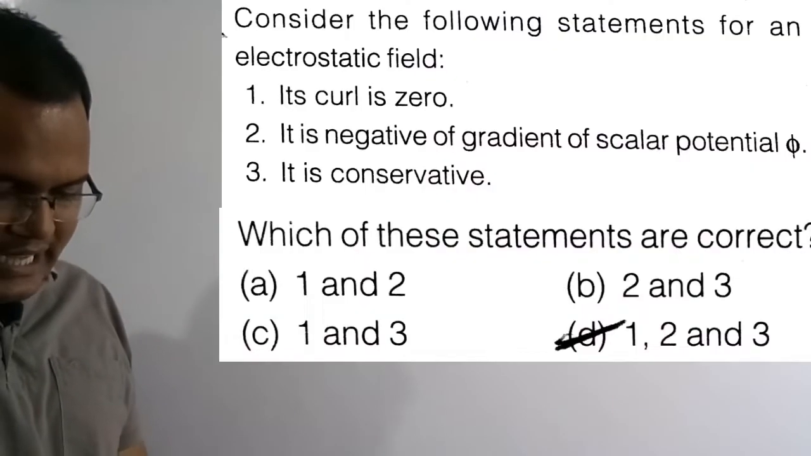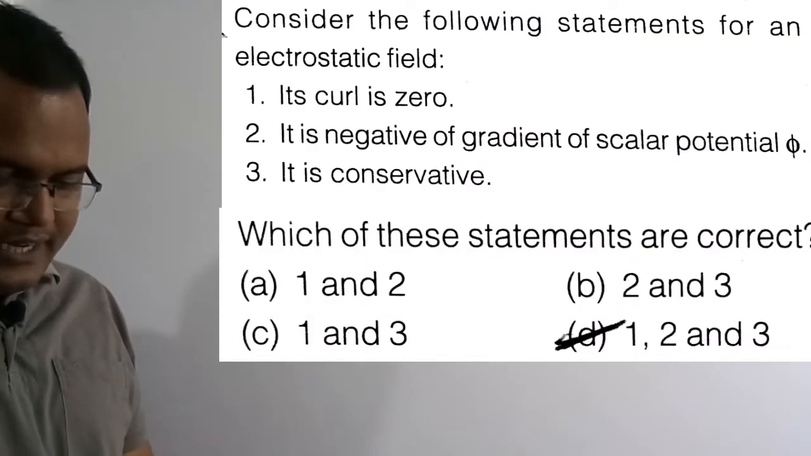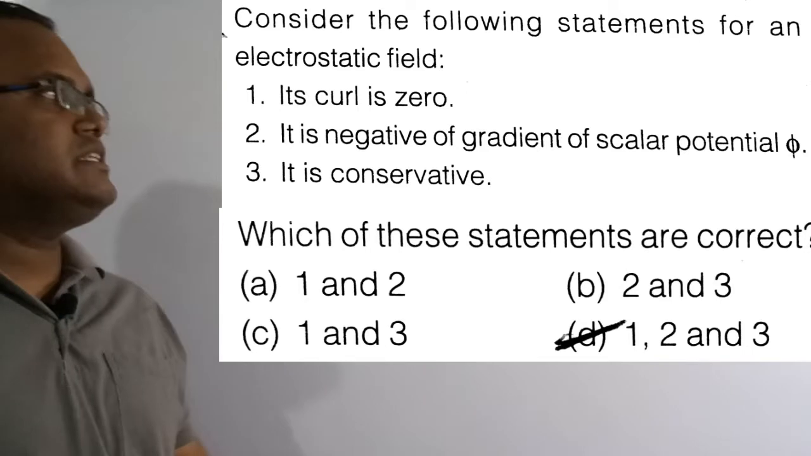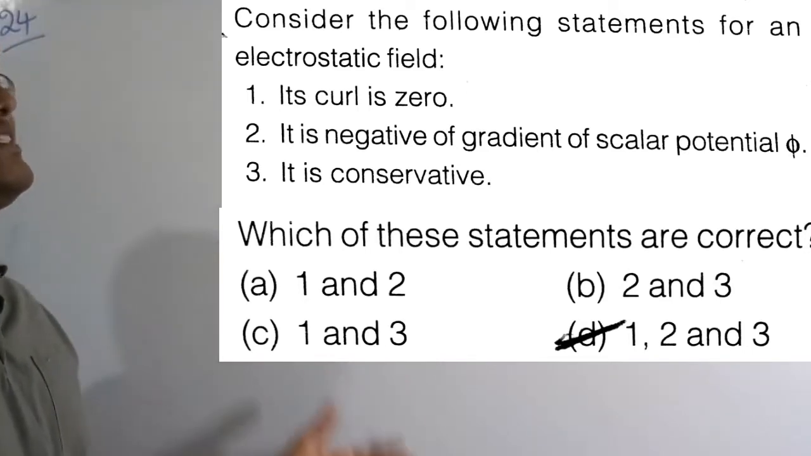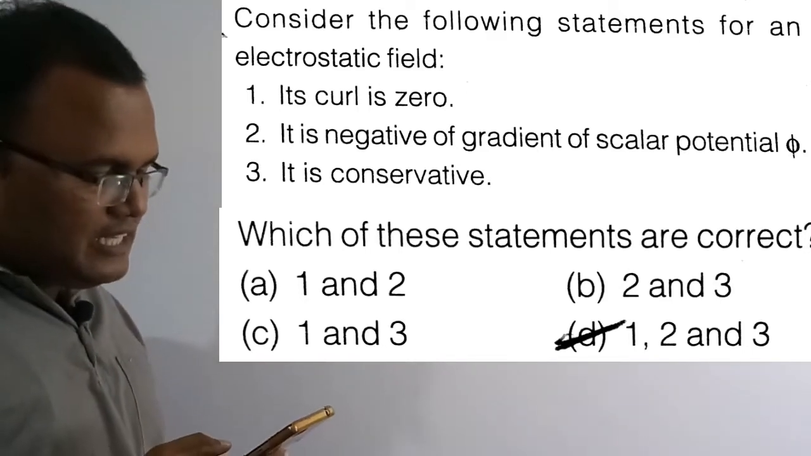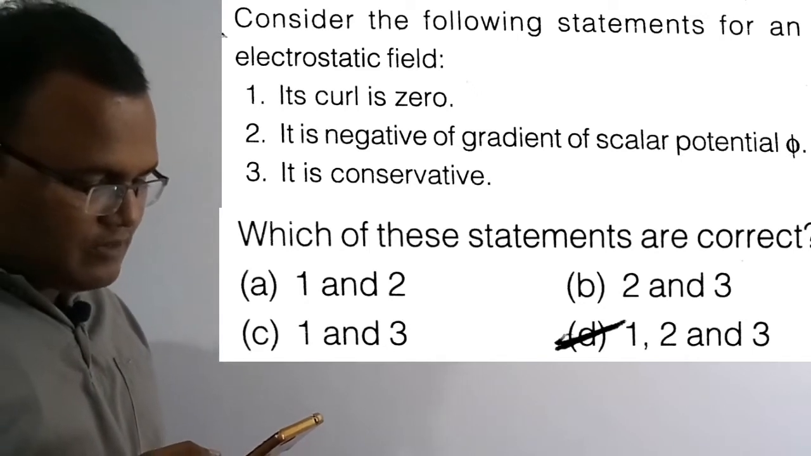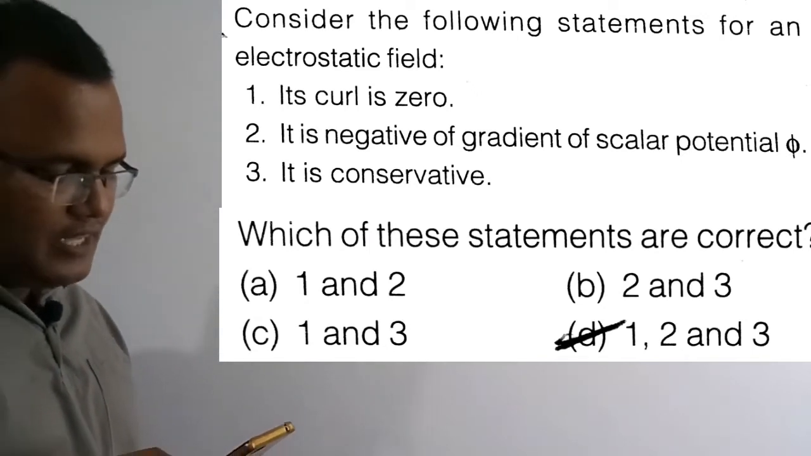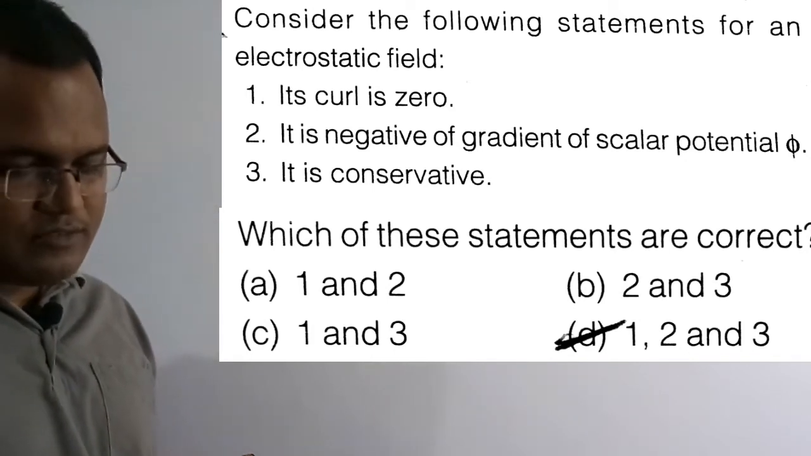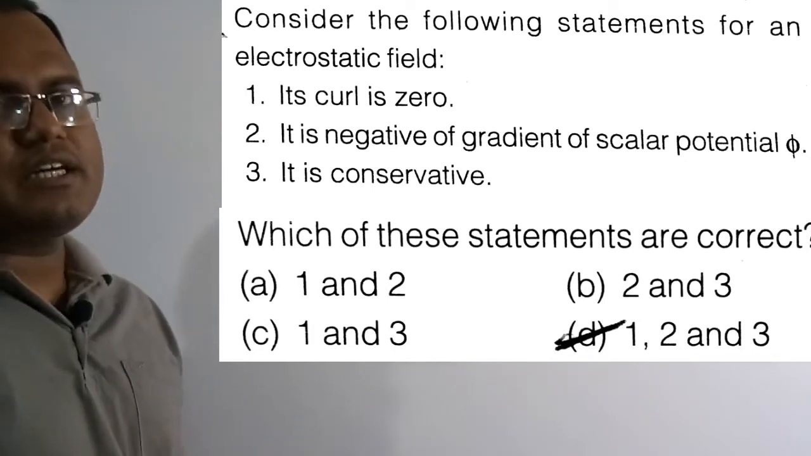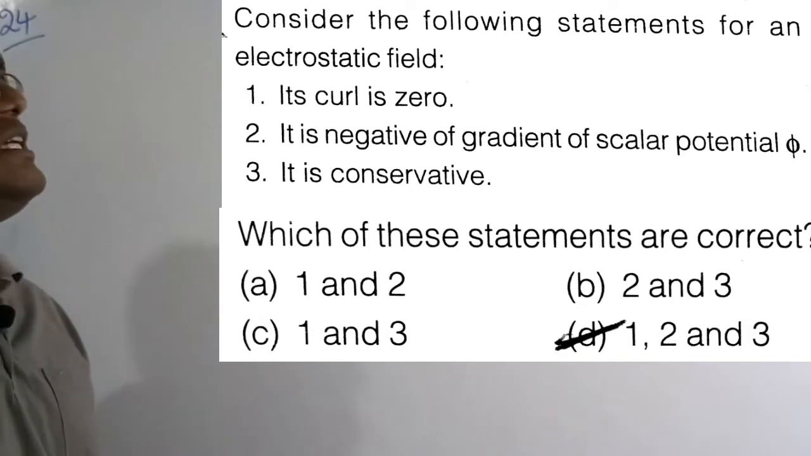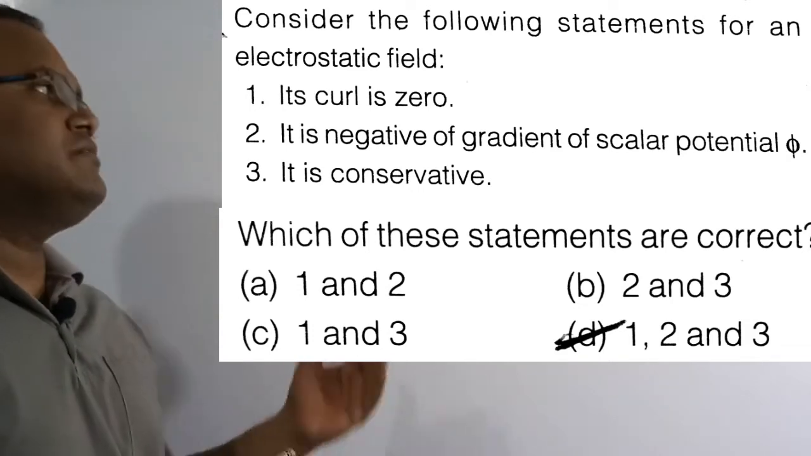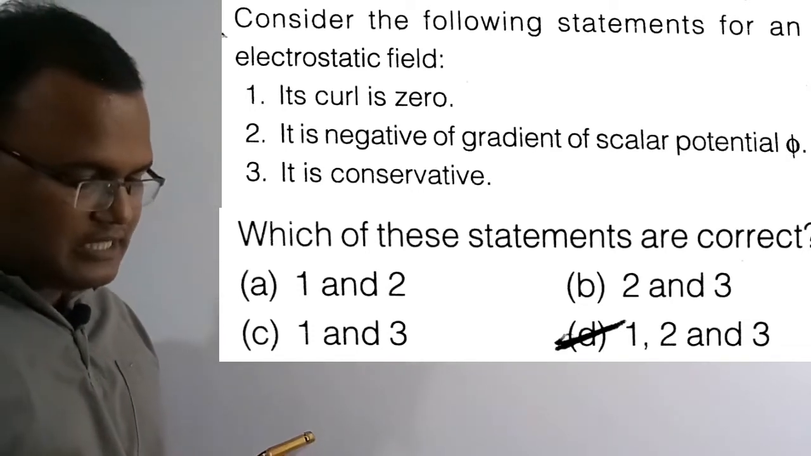So now we are going to solve the 24th question. See the question here. Consider the following statements for an electrostatic field. Out of these three statements, we have to choose which one is the correct statement. Statement one is its curl is 0, second one is it is the negative gradient of the scalar potential V, and third it is conservative. Which of the statements are correct? Out of these four options, option D is the correct solution of this question, meaning statement 1, statement 2 and statement 3 are correct.